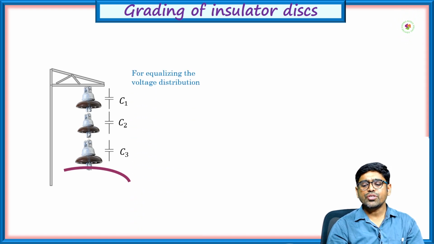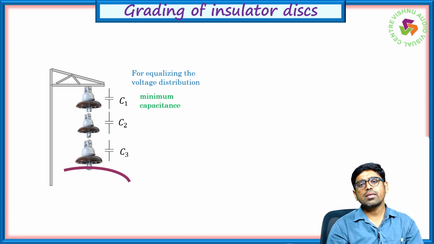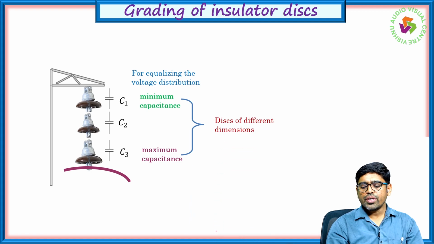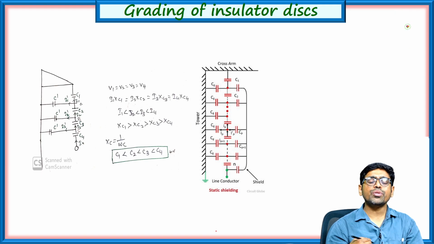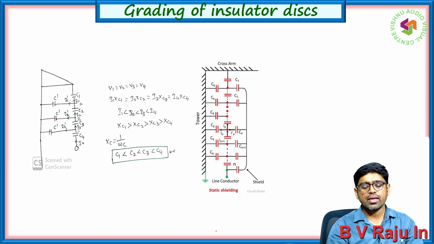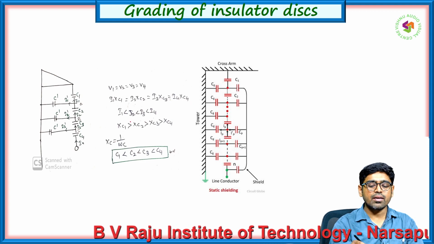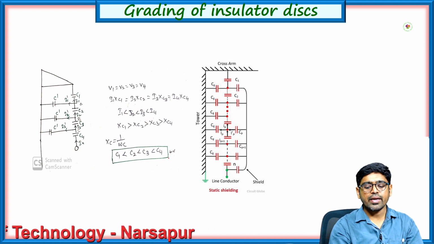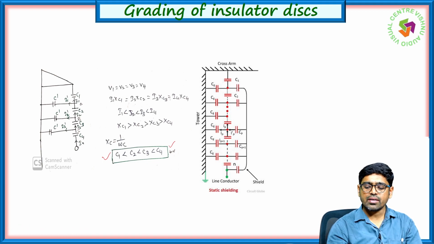For equalizing the voltage distribution, the disc with the minimum capacitance is placed at the top, near the tower, and the disc with the maximum capacitance is placed at the power conductor. For discs of different dimensions, V is inversely proportional to the capacitance. So we make the voltage distributions equal, V1, V2, V3 equal to V4, and the corresponding voltage drop is I1 into XC1, I2 into XC2, and so on. The currents are lowest at the top disc and highest at the lower disc, and the corresponding capacitance is highest at the power conductor and least at the top of the tower. So like that we can make the grading of the insulator.